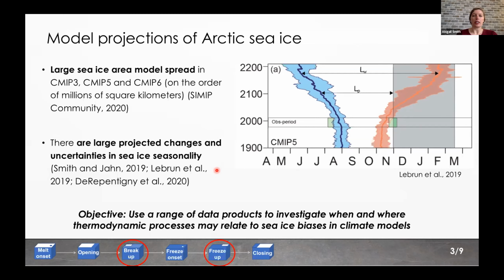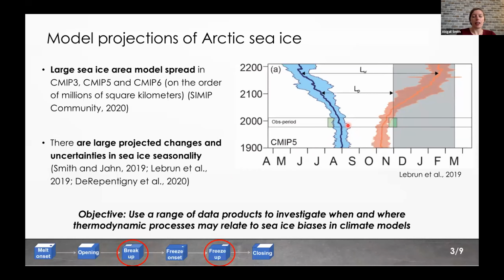There are also large projected changes and uncertainties in the sea ice seasonality itself. So the figure I'm showing here is from SIMIP 5 models. We have the median breakup and freeze up dates as this thick line, and we also have the interquartile spread between the models as the shading. And we see that in the 20th century, the length of the open water period, the time between these dates, is about 2 to 3 months, but is projected to increase by 2100 to about 6 months in terms of the Pan-Arctic median. We also see from this figure that the spread between the models is quite large and is also projected to increase over time.